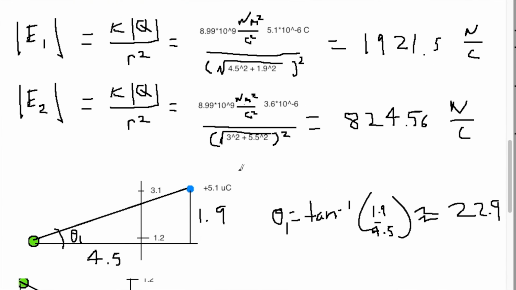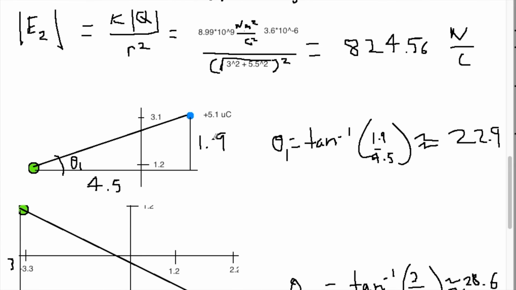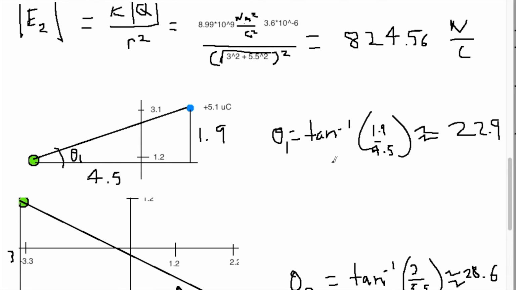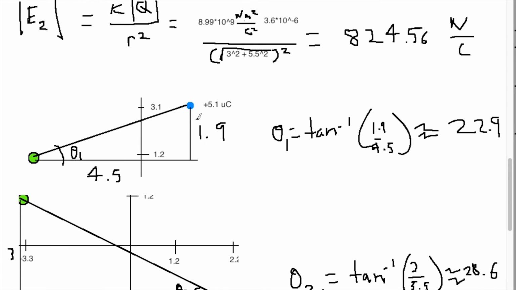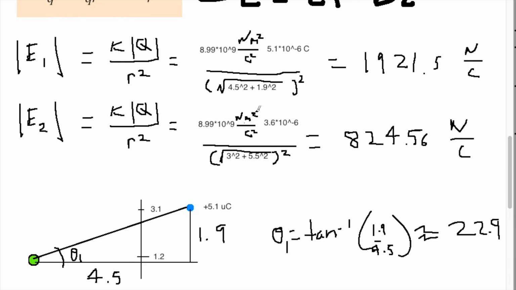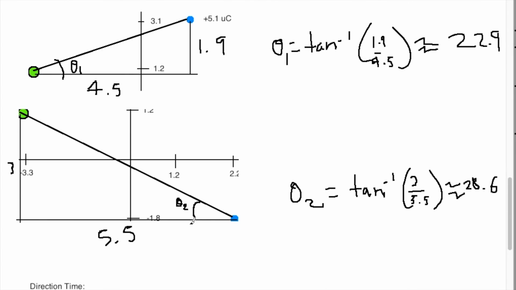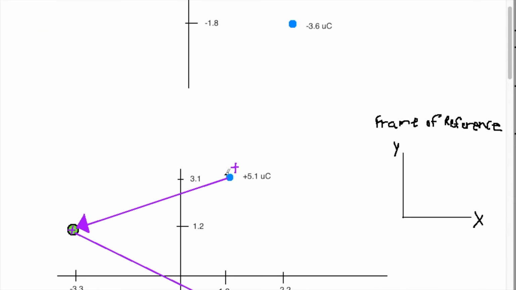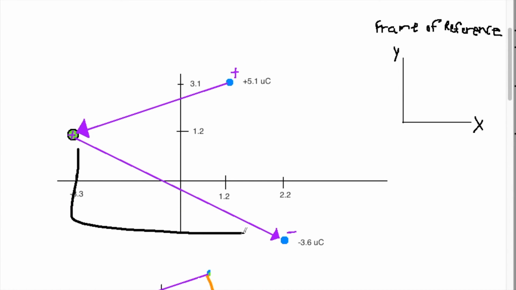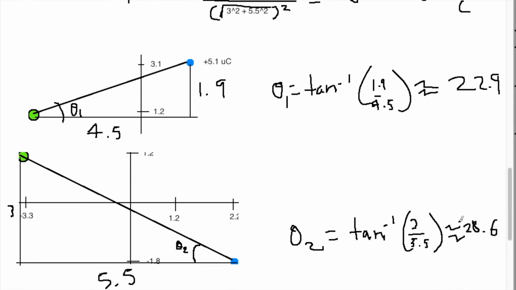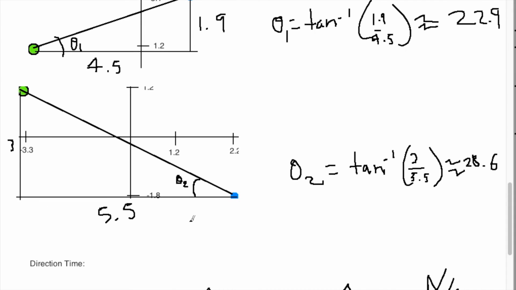Actually, before we talk about direction, let's get the angle. Of course, I drew this out. This is the triangle there. Solve for this angle with tan inverse, right here. The angle for field 1 is 22.9, right here. And for field 2, I'm talking about this angle right here. This guy is 28.6. That's what I get using tan inverse, opposite over adjacent.